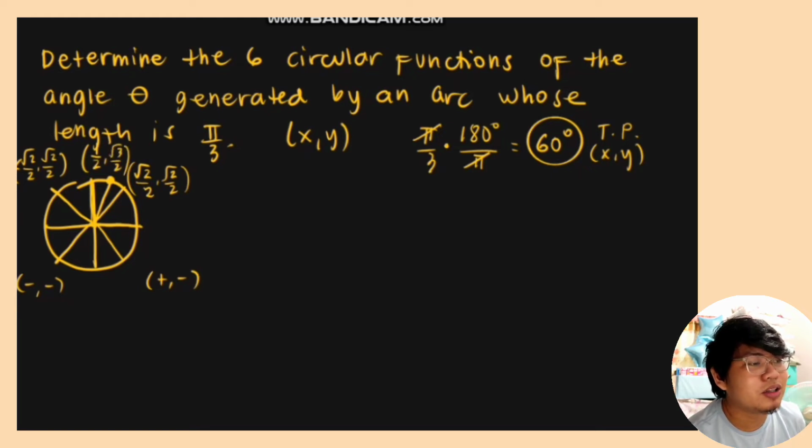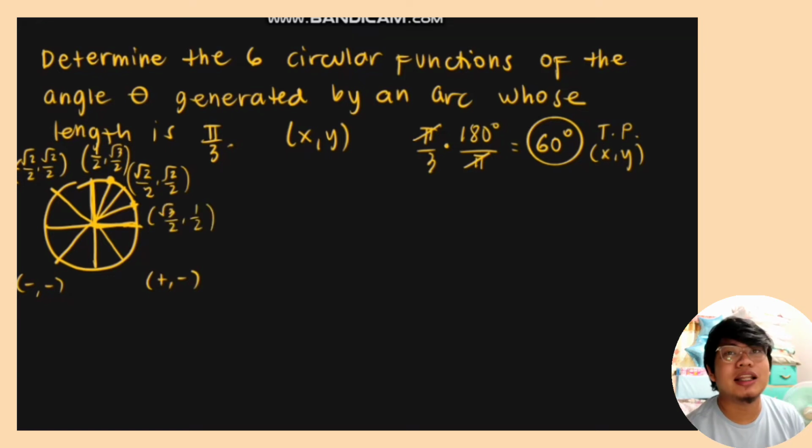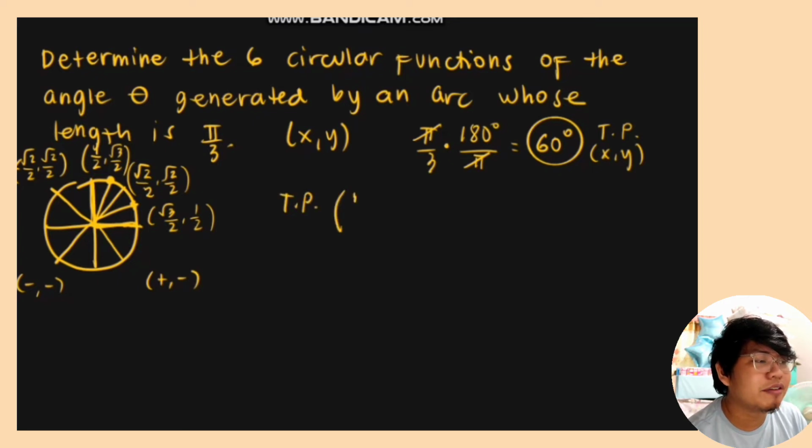Paano naman kapag nandito siya sa 30 degrees? Pag mas malapit siya sa x-axis, ang value niya ngayon is square root of 3 over 2 and 1/2. Pinagbaligtad lang. And again, nagdedepende na lang yung sign natin kung nasang quadrant sila nakalagay. Since ang 60 degrees ay nasa first quadrant, both x and y are positive. So, kunin natin yung terminal point natin. The value is 1/2 and square root of 3 over 2.